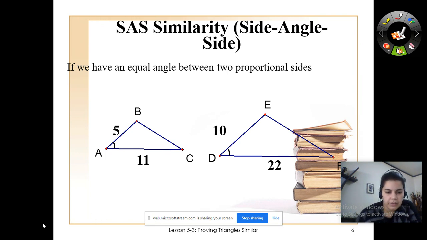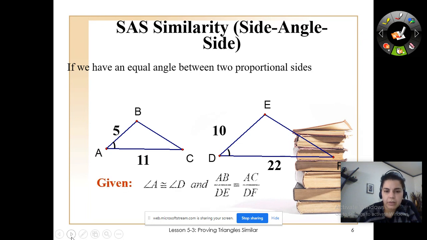It's like how we are reading it. So those two triangles are similar, since I have an equal angle and two proportional sides. A is equal to D is given. And if I do 5 over 10, it's half. 11 over 22, it's half. It's equal. Or I can do 10 over 5, it's 2. 22 over 11, it's 2. So the two triangles are similar, having an equal angle.